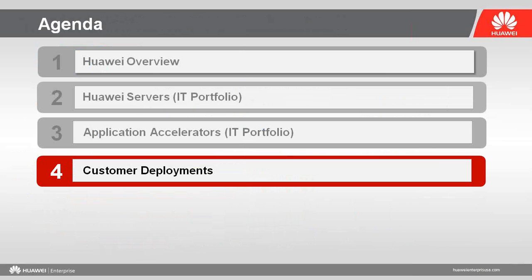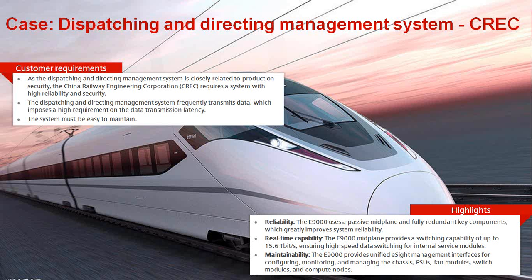So let's talk briefly here about customer deployments. I've got a couple. One is the China Railway Engineering Corporation. They had an issue with their management. You can imagine in China, they've got trains going every which way. So there's an opportunity to provide a dispatching system that could handle that data.